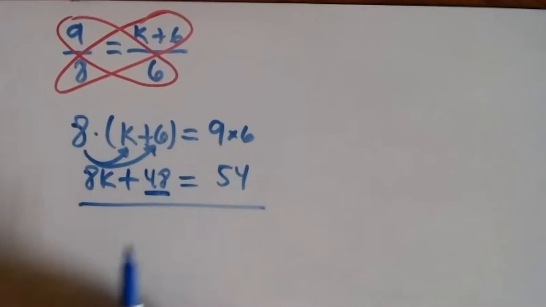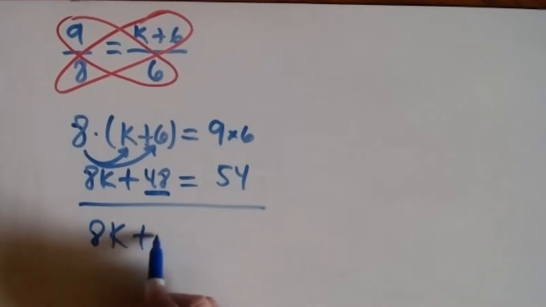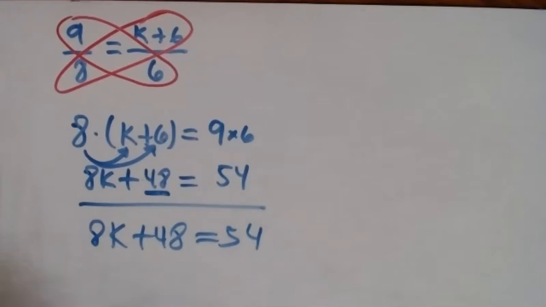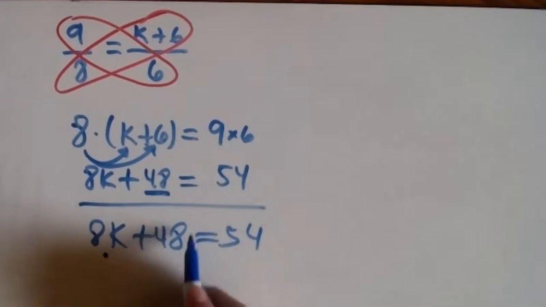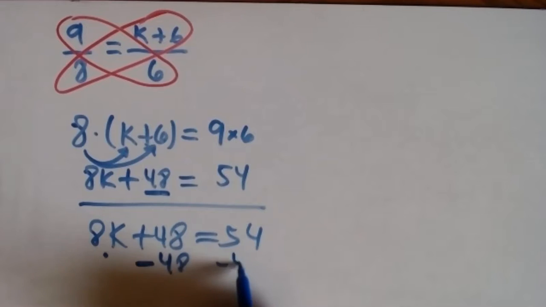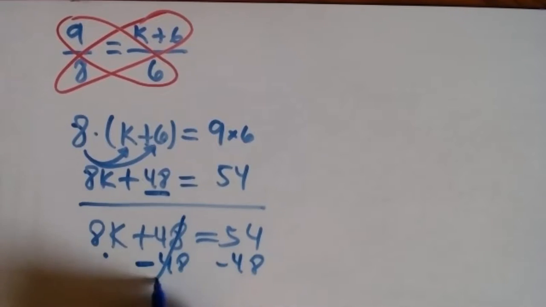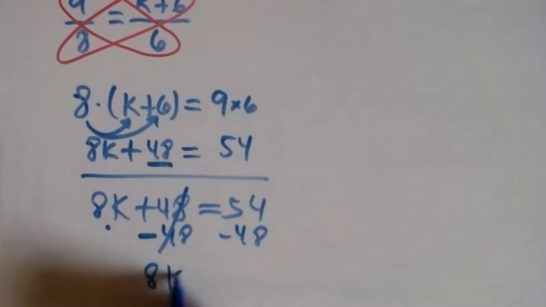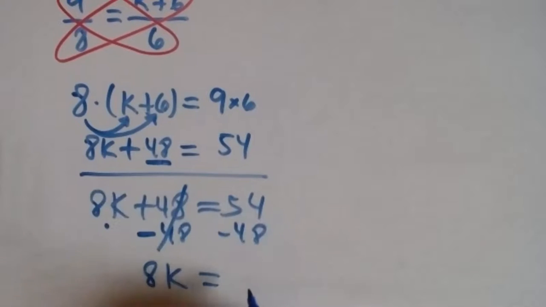You subtract this number, so you have 8k plus 48 equals 54. So this is the variable, so you put a dot right there. Then you begin processing this number. You are adding plus 48. You subtract 48 both sides. You cancel here, and then you have 8k equals 54 minus 48 is 6, correct?